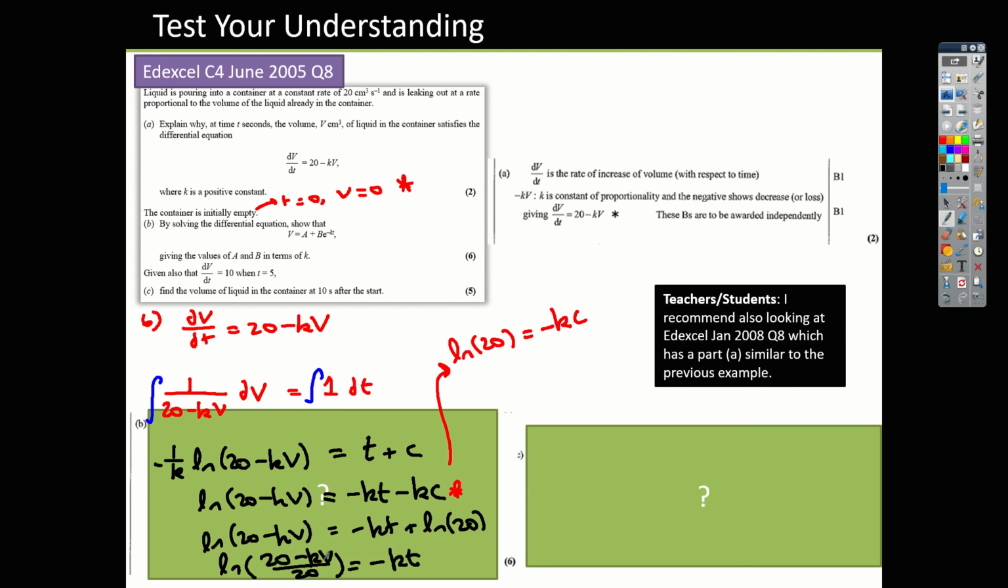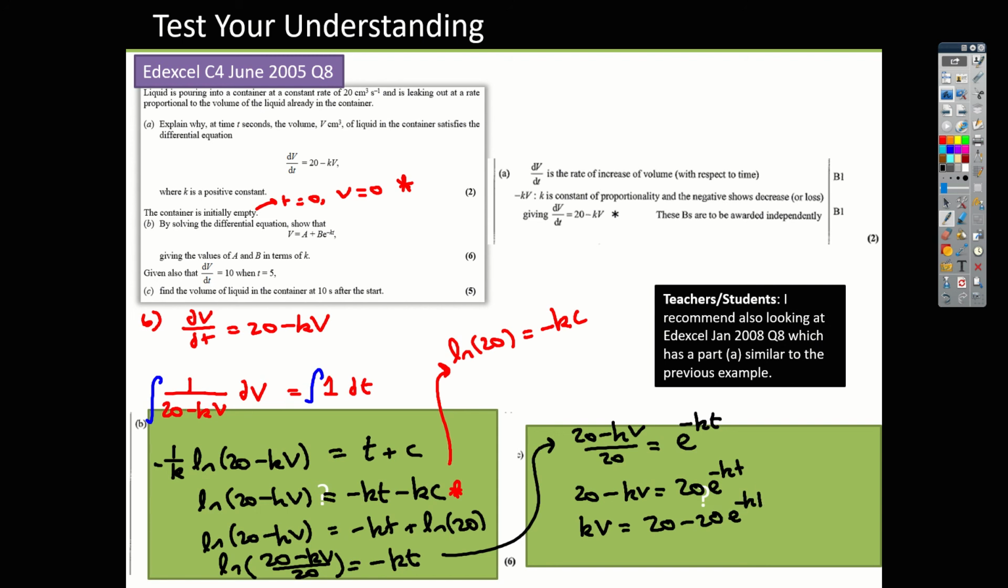Okay, now I can exponentiate and clear the natural log. So I'm going to do that over here. So 20 minus kv over 20 equals e to the minus kt. And then we can now solve for v. So times by 20. And then rearrange terms, you've got kv equals 20 minus 20 e to the minus kt, and then I'm going to divide by k.